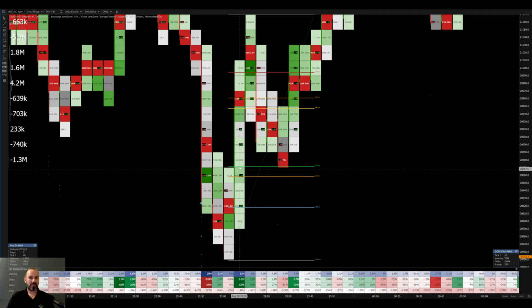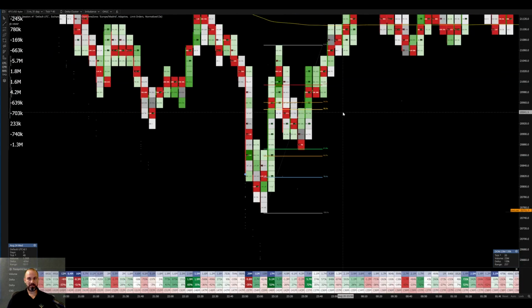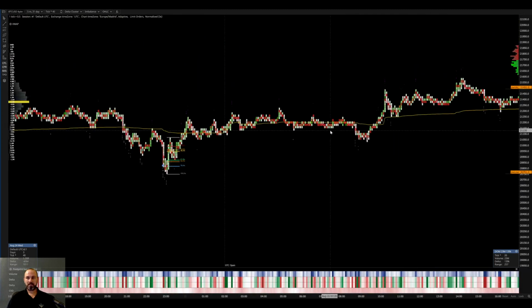You can see here this, and most important, you want to see stacked imbalances after the retest. This is the actual trigger for this trade. You want to see this information showing you that people, traders, are willing to buy this level. This is the trigger for the trade.